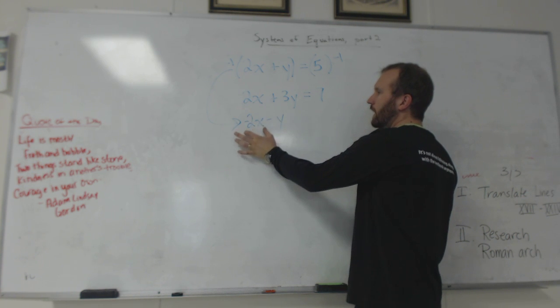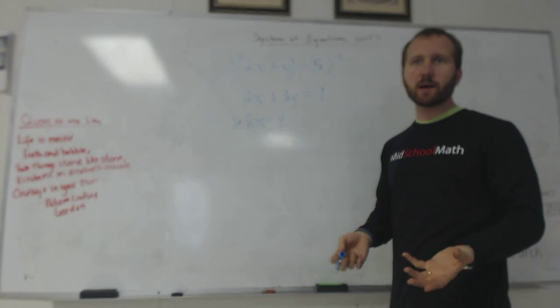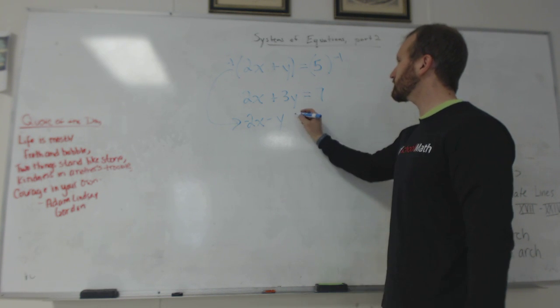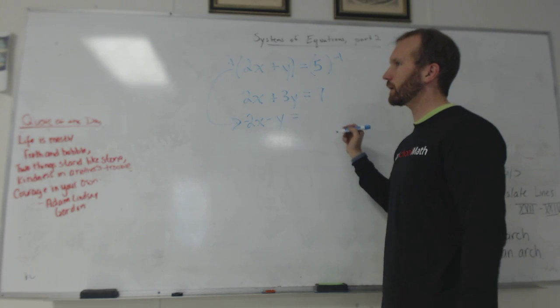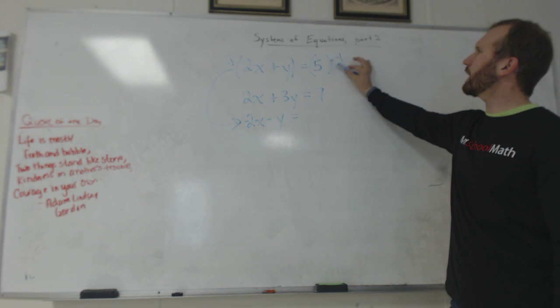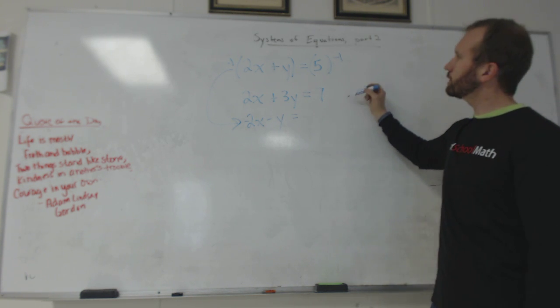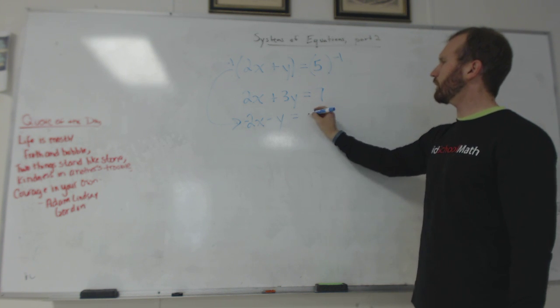Look at this. 2x and minus 2x. What's going to happen? It drops out. Yeah, those x's are going to drop out. So this is perfect. This is exactly what I wanted. What is 5 times negative 1? Negative 5.